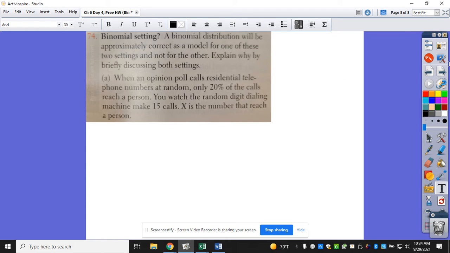I want to do bookwork first. So 74. This is checking to see if it's binomial or not. So what's our first thing to check?